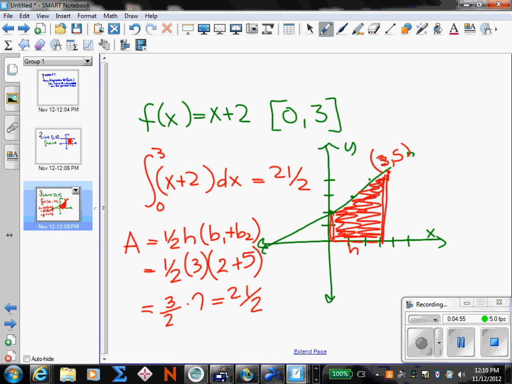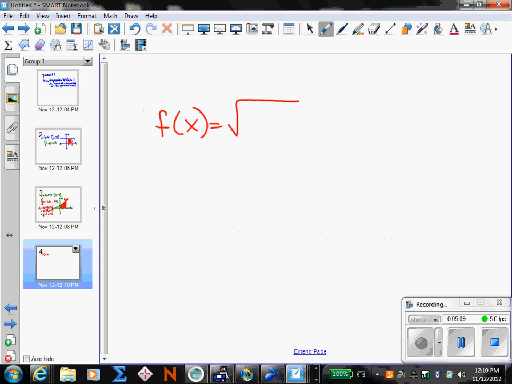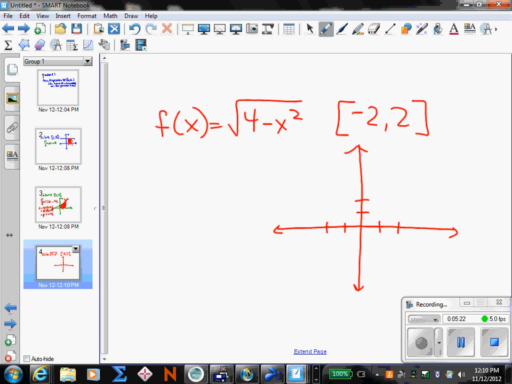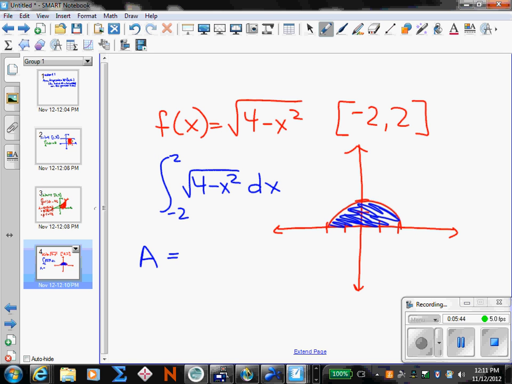Okay, you can only use this method if it is a geometric shape that you know the exact area of. We will do one more example. F of x equals the square root of 4 minus x squared on the interval from negative 2 to 2. The graph is a semicircle with a radius of 2. So it looks like this. The area underneath the curve between negative 2 and 2 is everything there, which is a semicircle. So our equation looks like this. The area of a semicircle is 1/2 pi r squared. My radius in this case is 2. So 2 squared is 4, divided by 2 is 2. So my answer is going to be 2 pi.